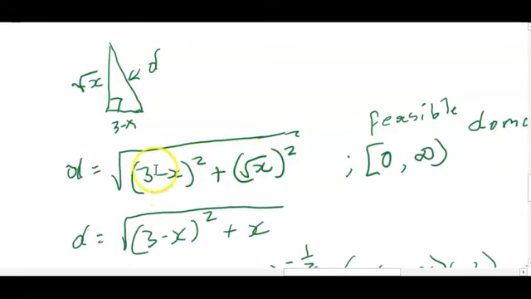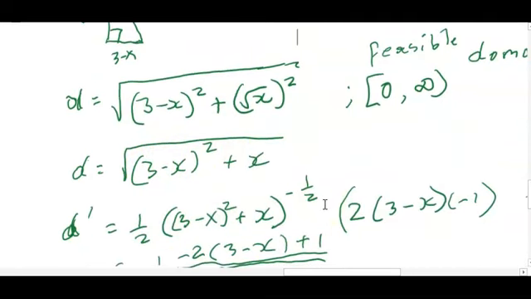Simplifying this distance formula here for D, we have D is equal to the square root of (3 minus x) all squared plus x. Continuing our work down, we want to take the derivative and then set that derivative equal to 0. So the derivative, we call that d prime, is equal to 1/2 times ((3 minus x) all squared plus x) raised to the negative 1/2, times 2 times (3 minus x) times negative 1.